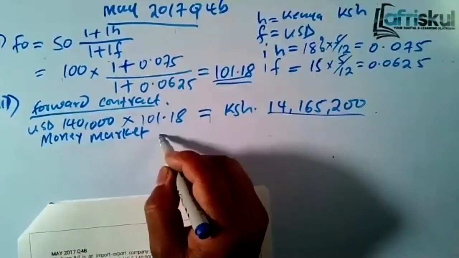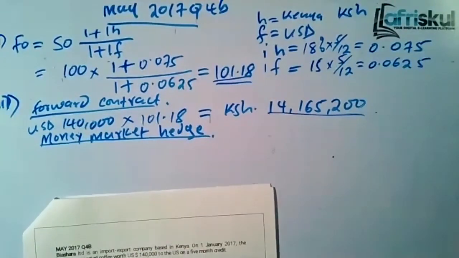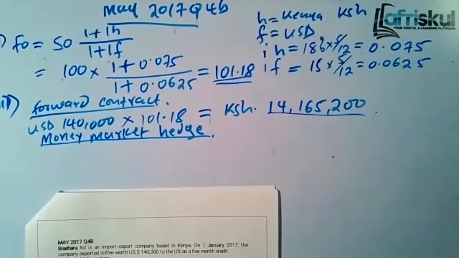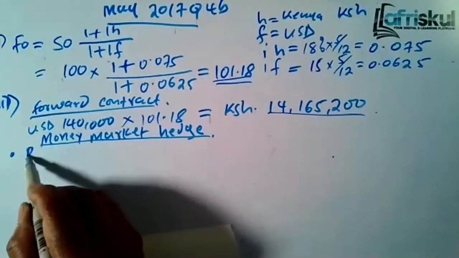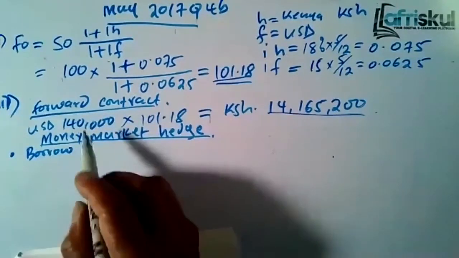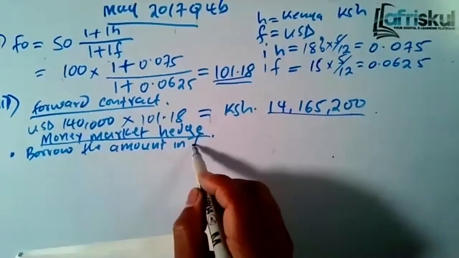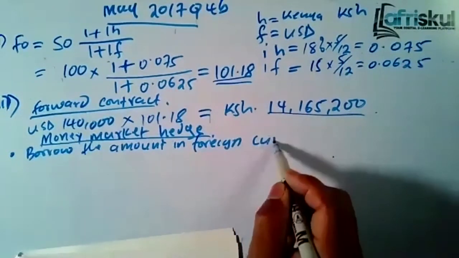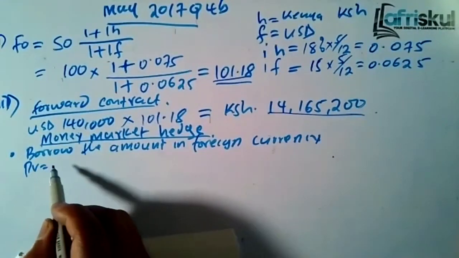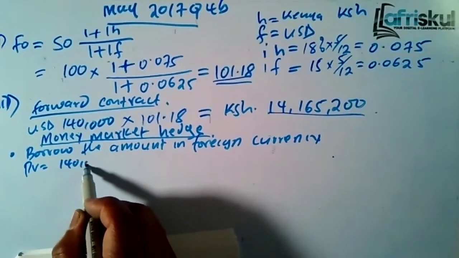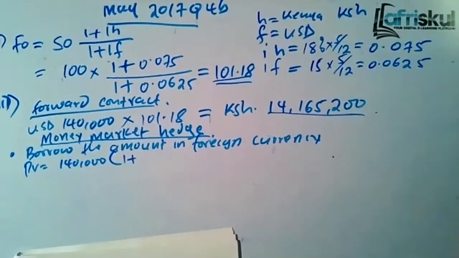Money market hedge. Kindly pay attention here. Money market hedge. Step number one, we have said that under money market hedge, you borrow the amount in foreign currency. So step number one, borrow the amount in foreign currency. How much are we going to borrow? We have said that you have to get the present value, which is the amount, which is 140, 1 plus R. You are getting the present value, 1 plus R.